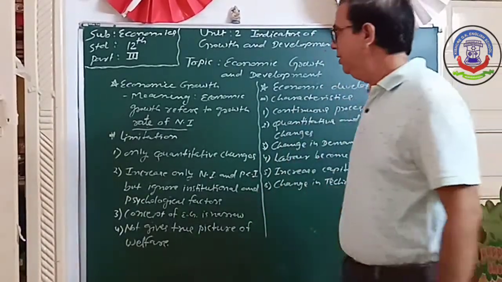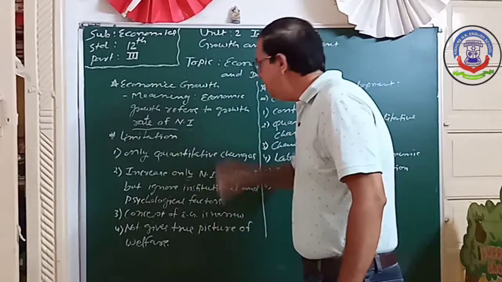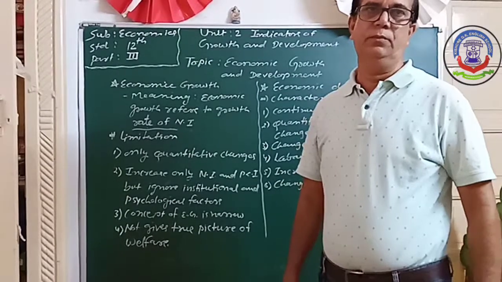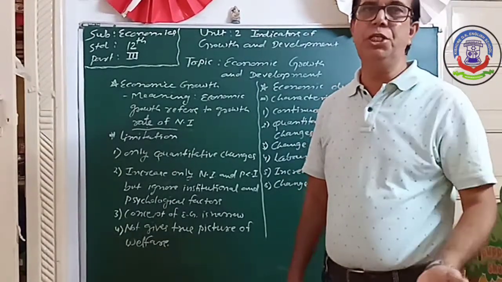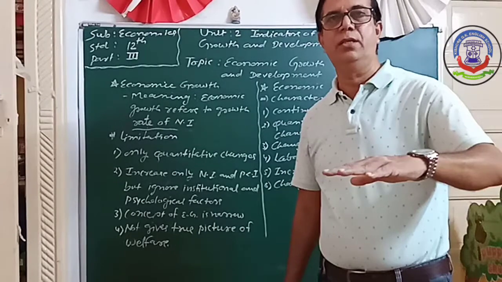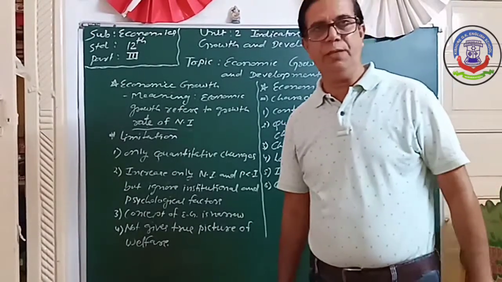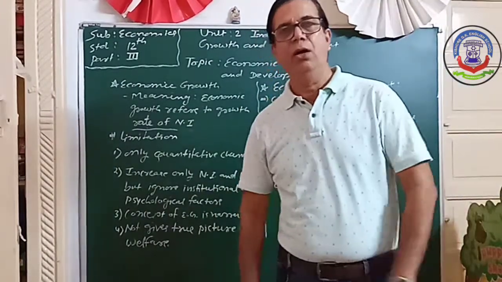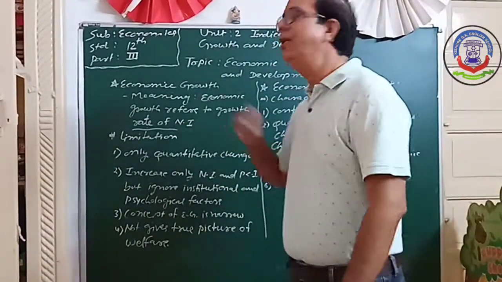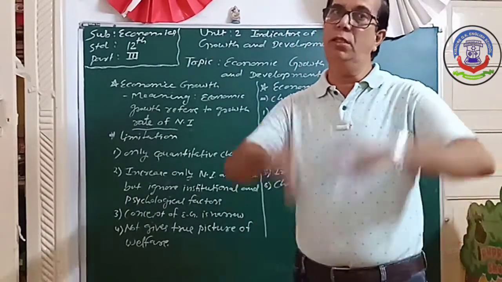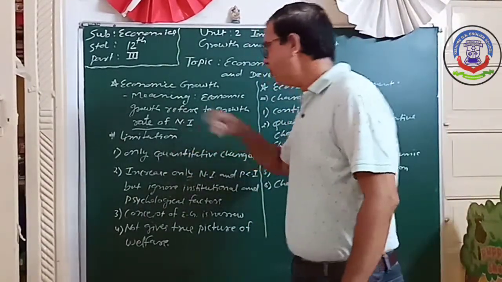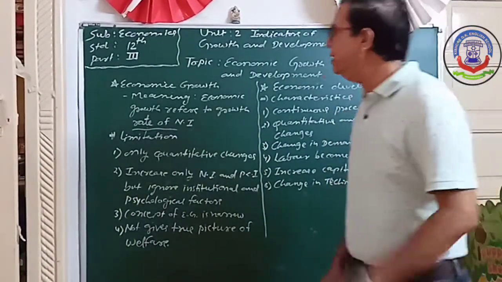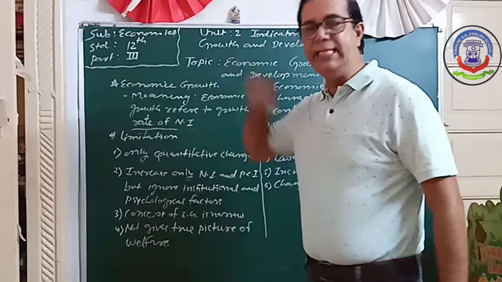Once again, national income will include all types of production, that is all the goods and services. Services like transportation, communication, education, health, insurance, all types of services we include here. The monetary value of all the goods and services is known as national income. And if your national income increases, then we can say economic growth increases.